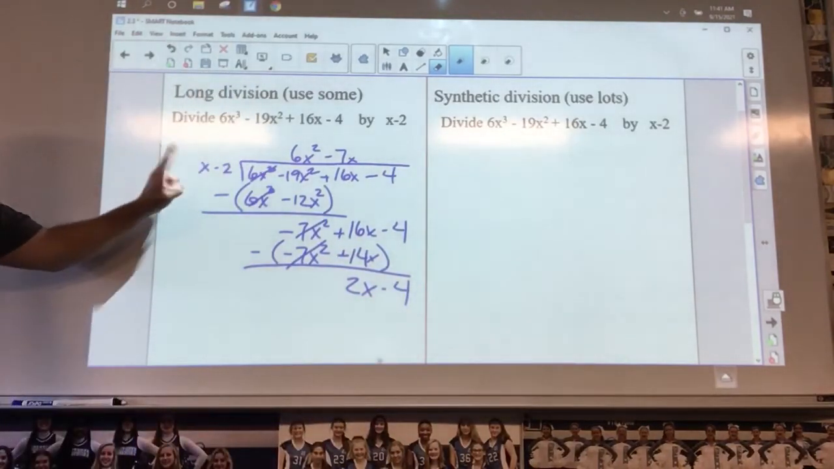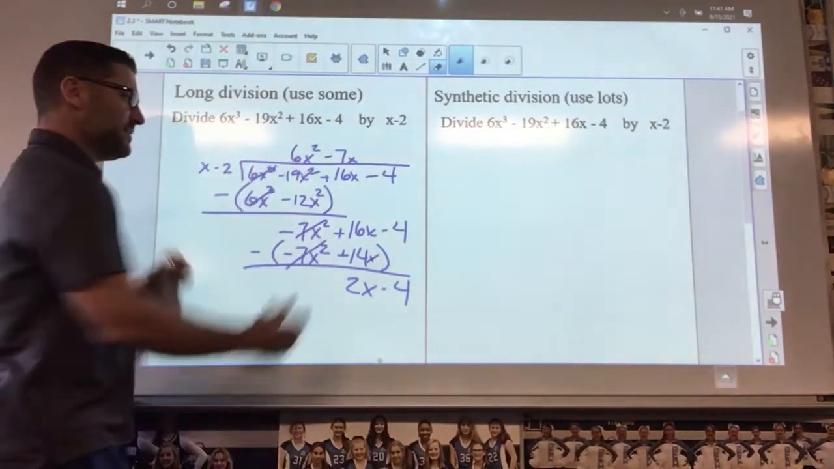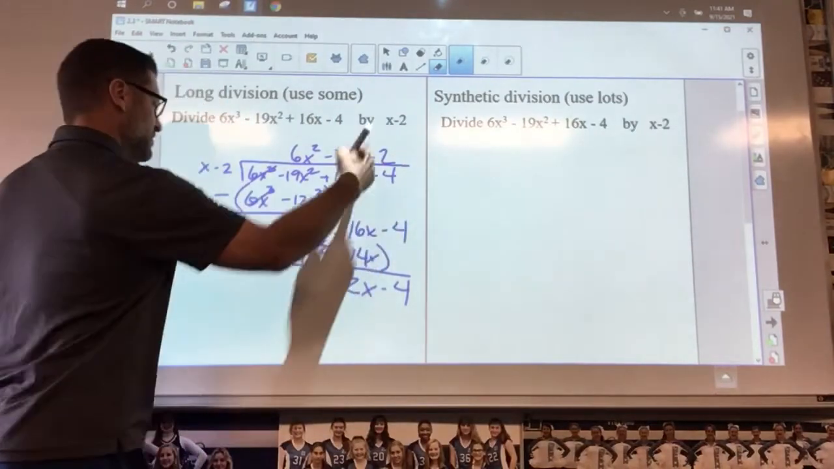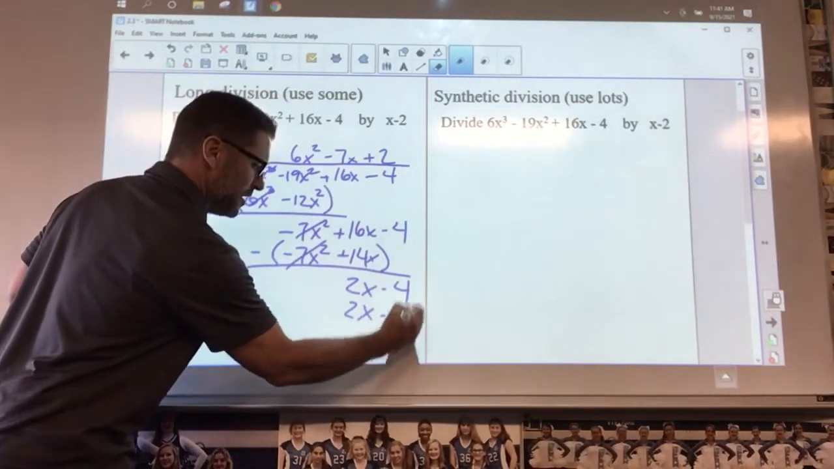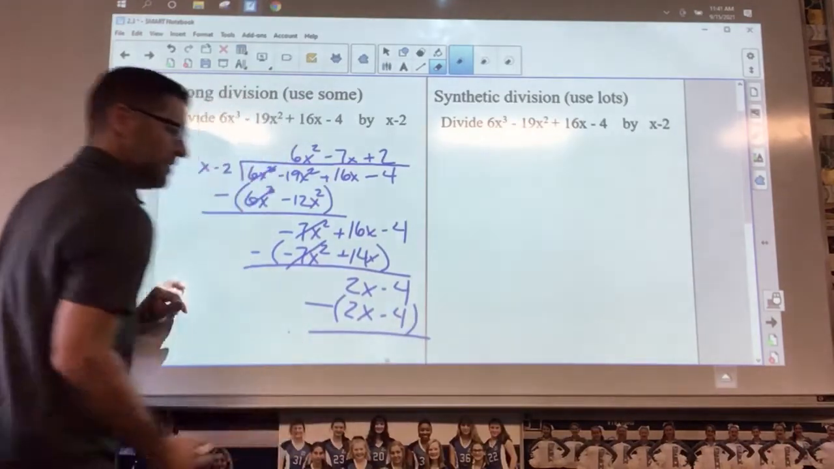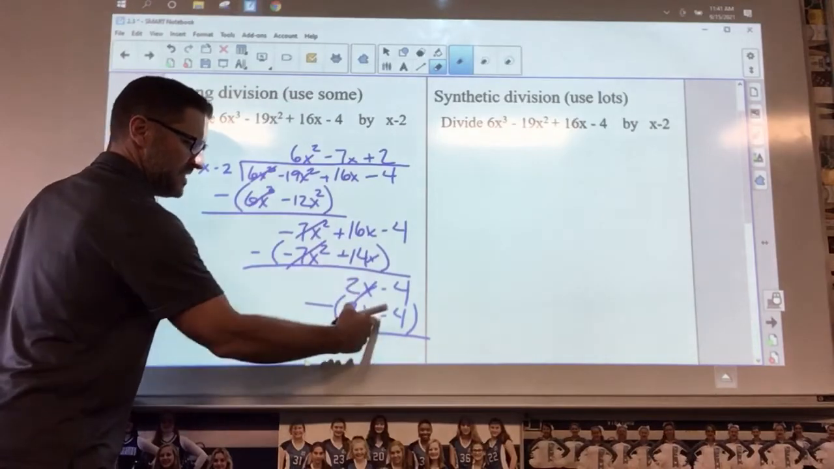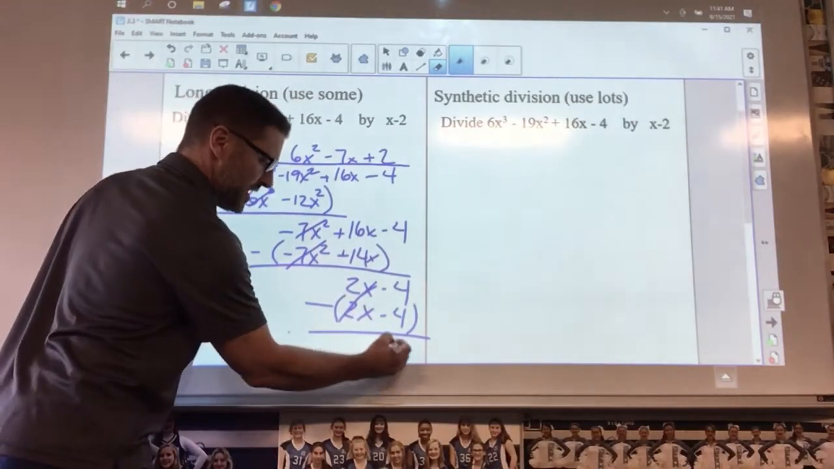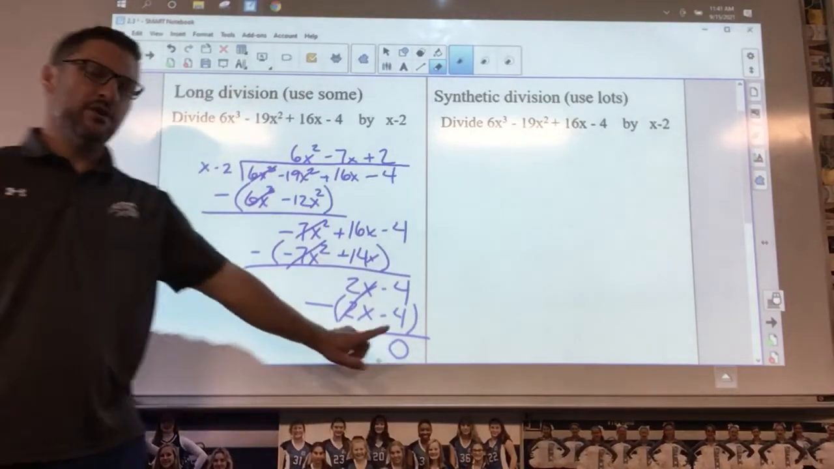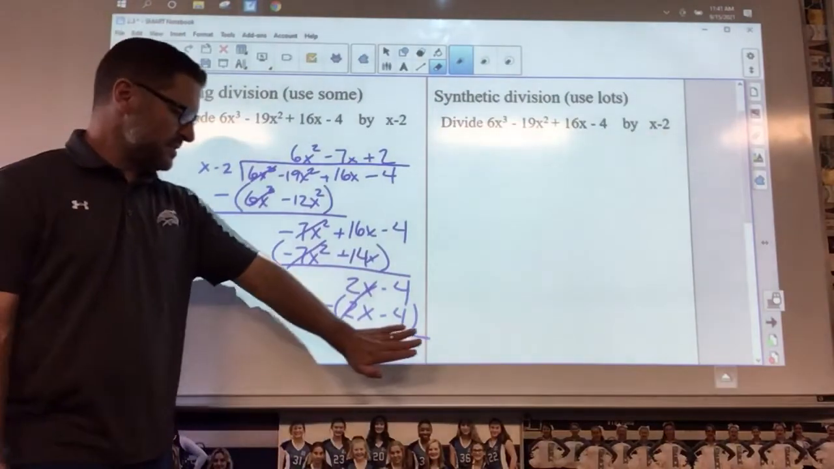Now I need to turn x into 2x. What do I need? 2. I need the number 2 plus 2. So 2 times x is 2x. 2 times negative 2 is negative 4. And I will subtract. 2x minus 2x is gone. And negative 4 minus a negative 4 is also gone because that'll be plus. So that I get 0. And I know you probably put remainder 0 when you were in grade school. We don't do that. It's just remainder of 0.